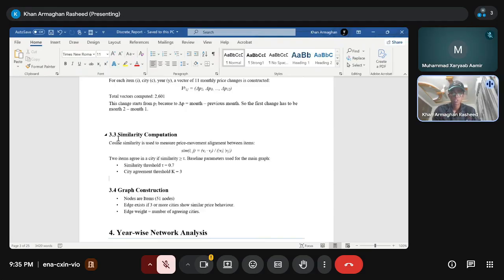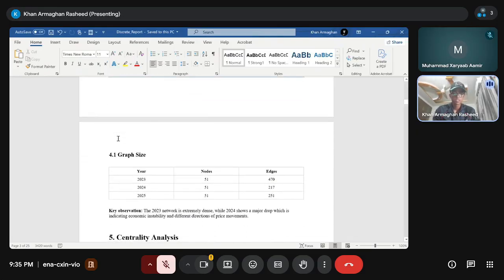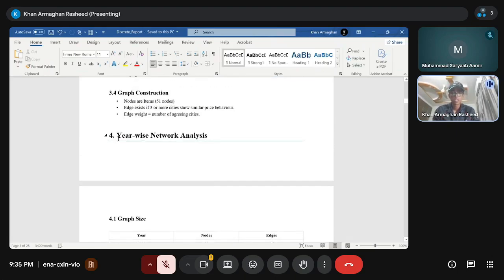For graph construction, we modeled the items as nodes, and we found the relationships between them, which we labeled as edges. Teammates will further show you the graphs which we modeled and got as outputs, which really help us understand the relationship between different items from different cities. Now, Vasya will explain to you. He will analyze our data and what the outputs were.